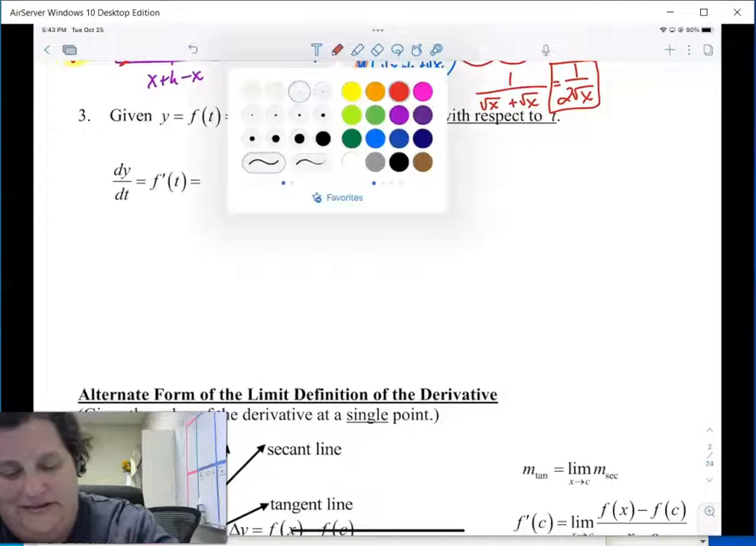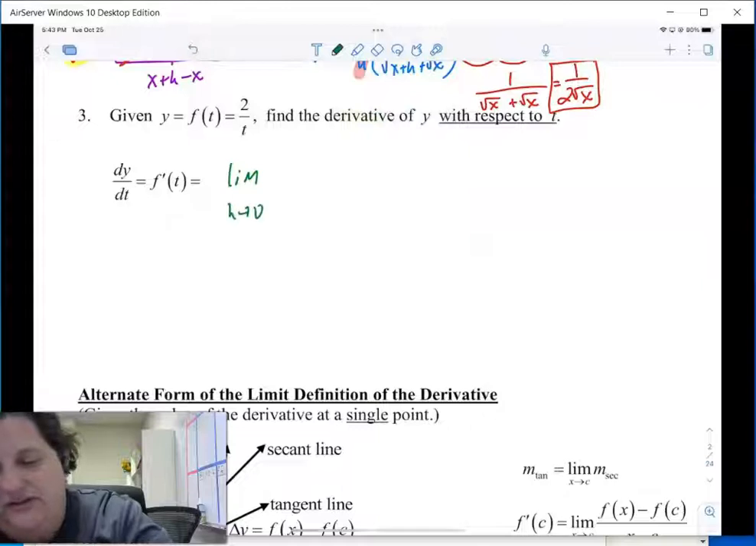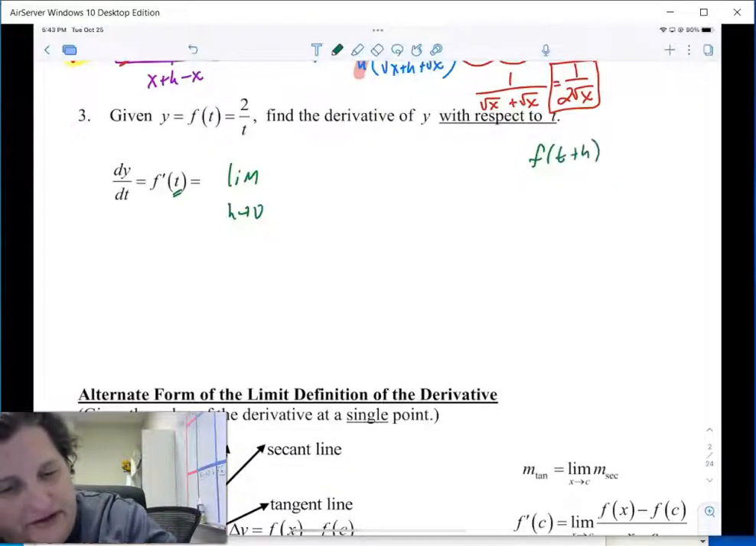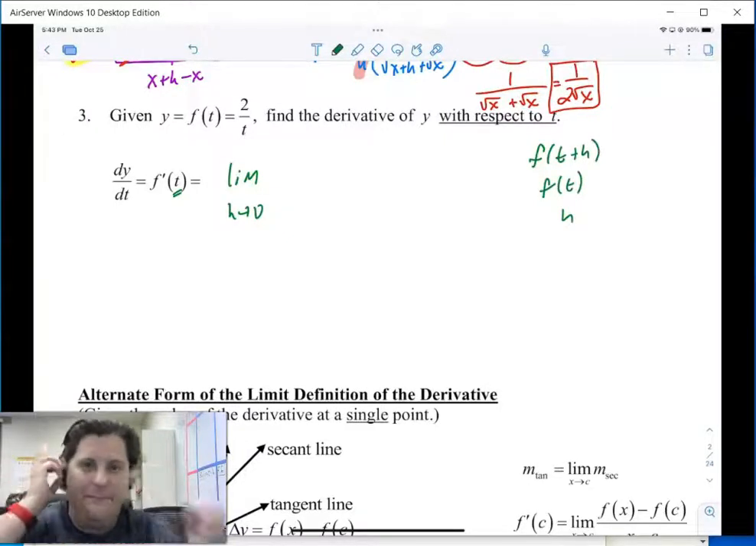This is with respect to t, so, I mean, that's weird, but whatever, I can still do this. Limit h approaches 0. It's just a t instead of an x. So I need to find f of x, t. See, I already messed up. F of t plus h, f of t, and h. And those are the three things I'm working with, okay?